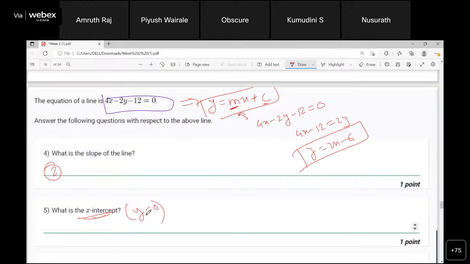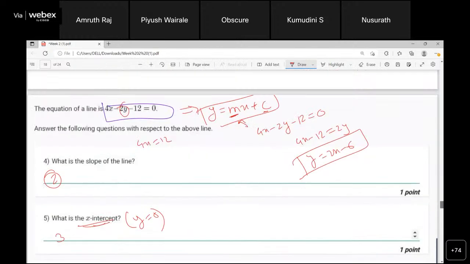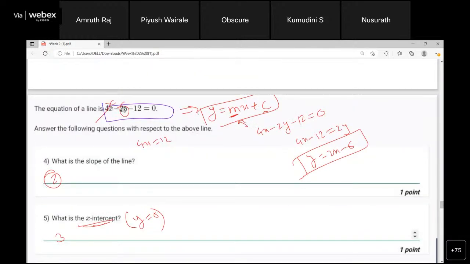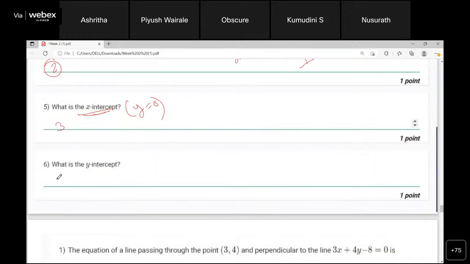X-intercept means y equals 0. Just put y equals 0. It is 4x equals 12, that is 3. What is the y-intercept? Just put x equals 0. Minus 12, that is minus 6, right? It's minus 6.